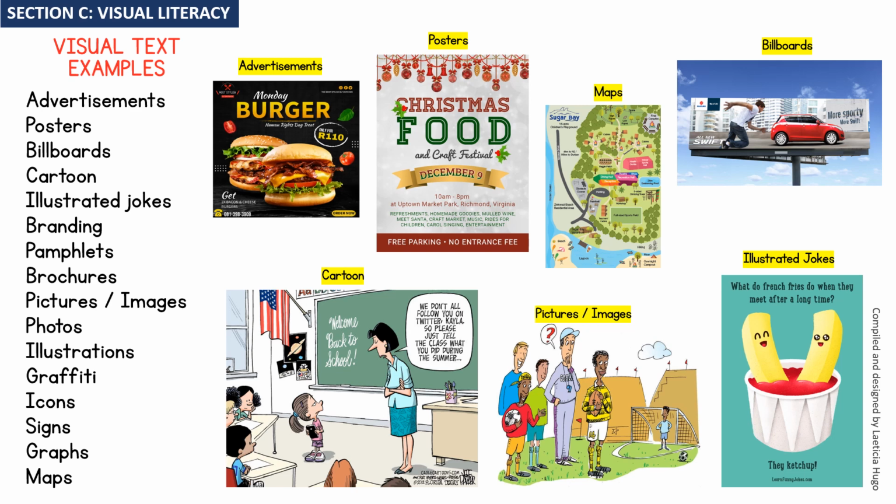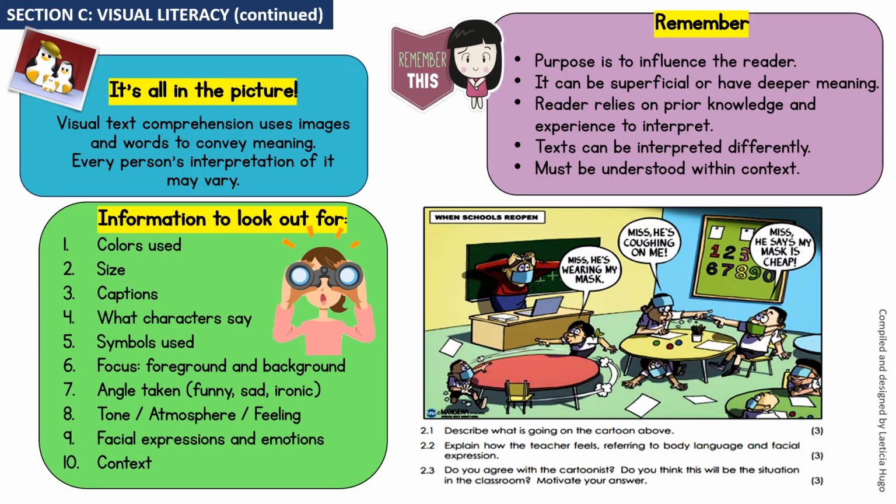Let's go to the next page and then we will discuss it in more detail. So for visual literacy, visual text comprehension uses images and words to convey a meaning. And every person's interpretation of it may vary. Like we saw in Afrikaans, each person's got an individual way of looking at a picture or at something someone says, and then interpreting it to find a message behind each picture or words that's used in the visual text.